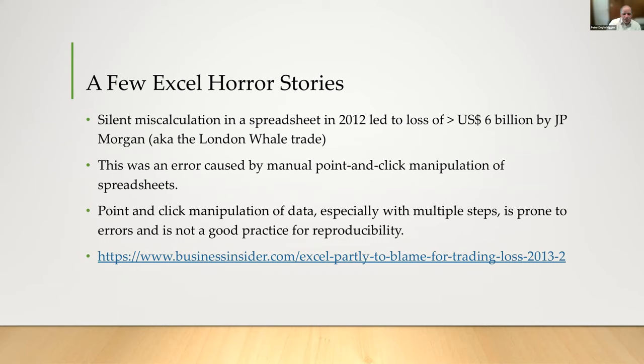Silent miscalculation in a spreadsheet in 2012 led to a loss of over $6 billion by JP Morgan, known as the London Whale Trade. This was an error caused by manual point-and-click manipulation of spreadsheets. Point-and-click manipulation of data, especially with multiple steps, is prone to errors and is not a good practice for reproducibility.